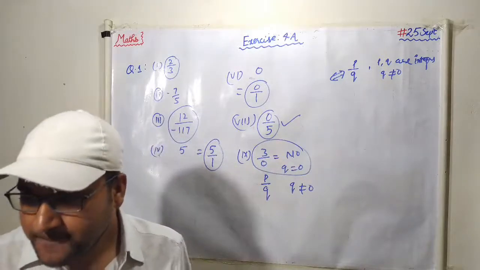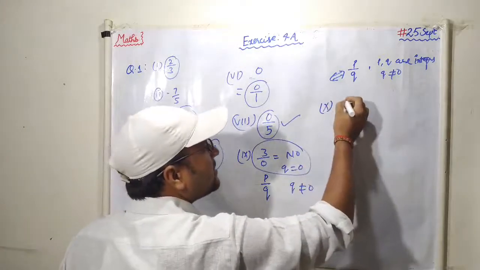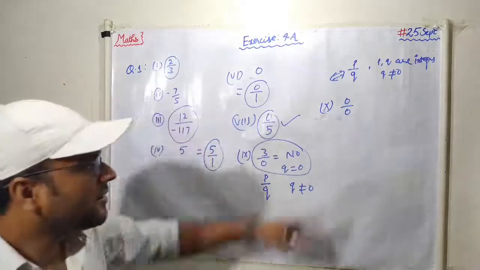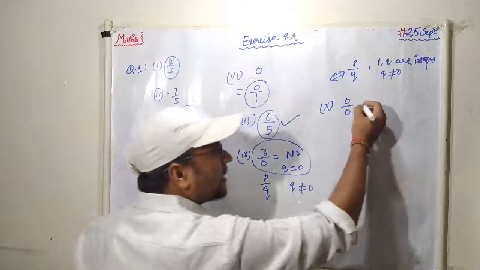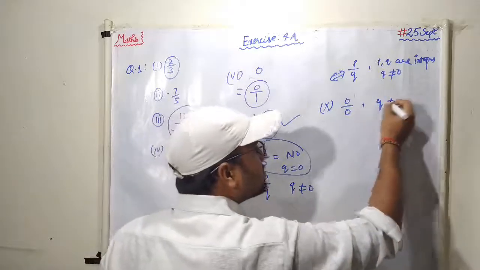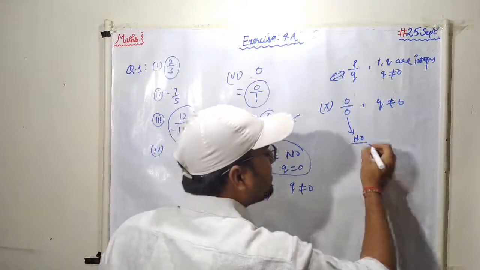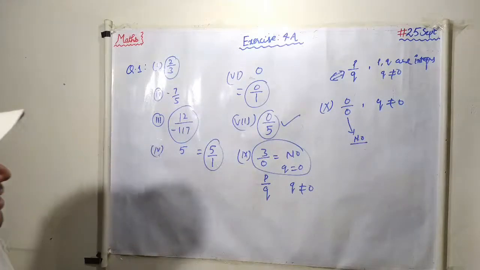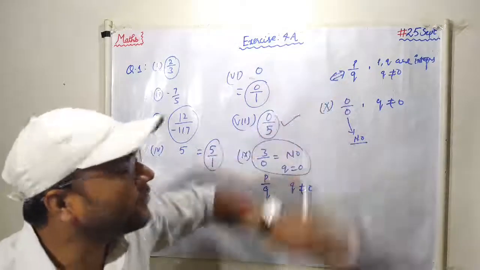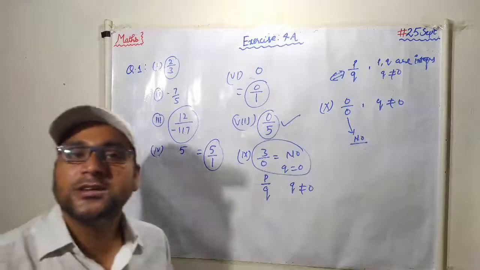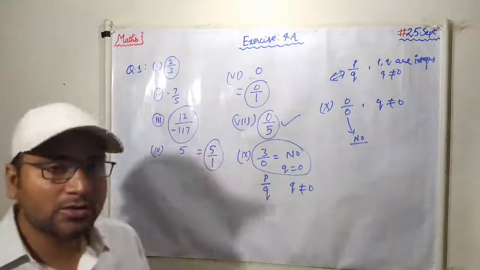Now question number 10: 0 upon 0, students. Both numerator and denominator are 0. According to your condition Q is not equal to 0, so it is not a rational number. If you remember the definition or criteria of a rational number, then it is very easy to do your questions. So first you will do all that questions in your copy.